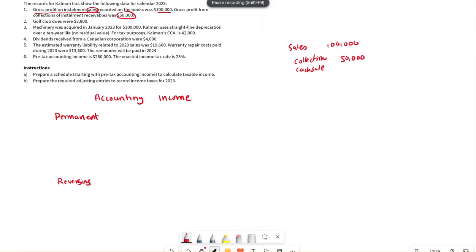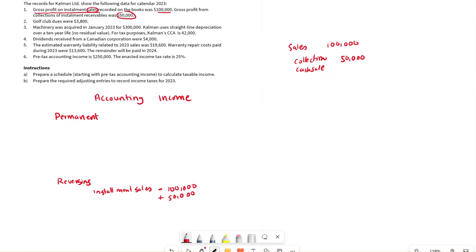So we only pay taxes when we receive it. First of all, it's a reversing difference, and we are going to call it installment sales. There's different ways of doing it. Either you take the difference between those two, or the best way is to take out the total sales, and I'm going to add back the sales that we're supposed to pay taxes on.